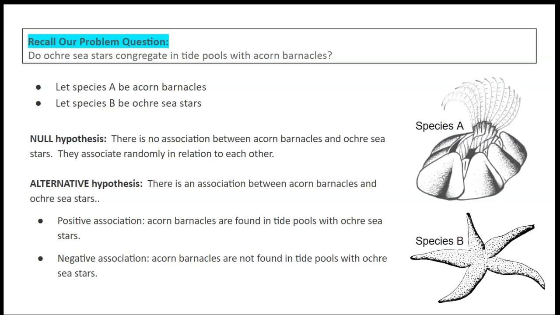So for our problem question, we're going to see if species A and species B interact with each other, okay? Species A is going to be acorn barnacles, species B, the sea stars. So our null hypothesis here is that there's no association between the acorn barnacles and the sea stars. For our alternative hypothesis, we have the positive and the negative. Either they're found together or they're not found together. Okay?